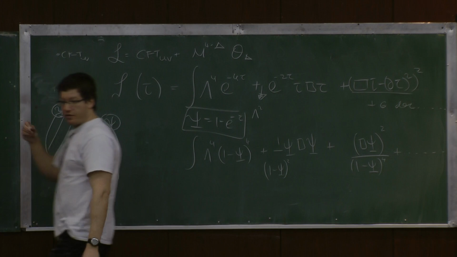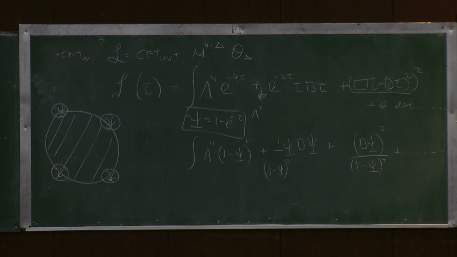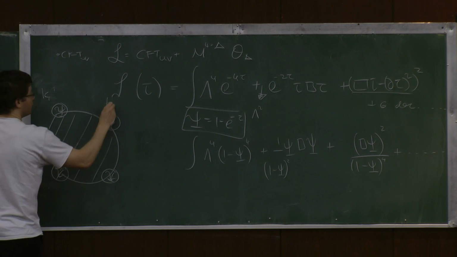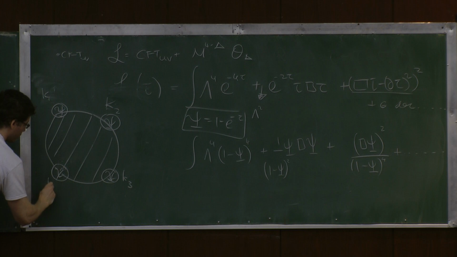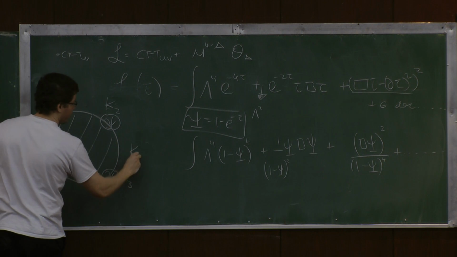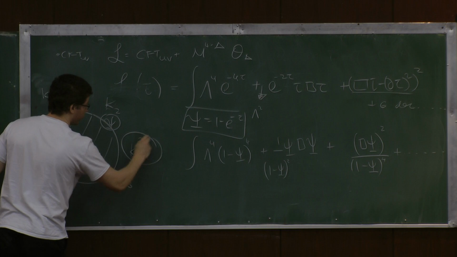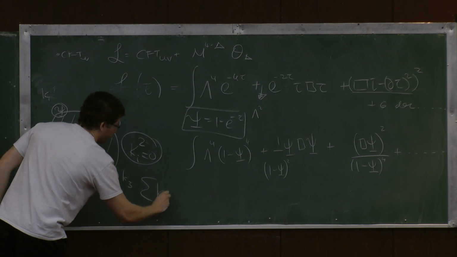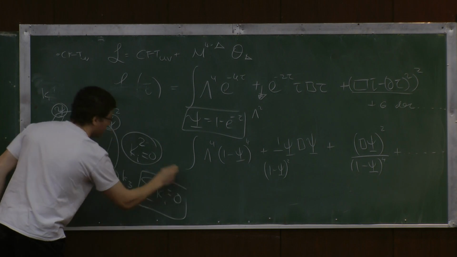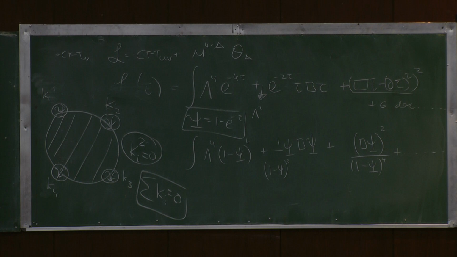However, I take all of these background insertions to be null. All of them have some momentum, K1, K2, K3, K4. And I'm choosing each one of these Ks to be null. Of course, they are also conserved. The sum of the Ks vanishes. So Ki squared is 0, and the sum over the Ki is also 0. That's momentum conservation, and that's a non-trivial condition which I'm choosing. So each of these momenta is null, and the sum is 0.